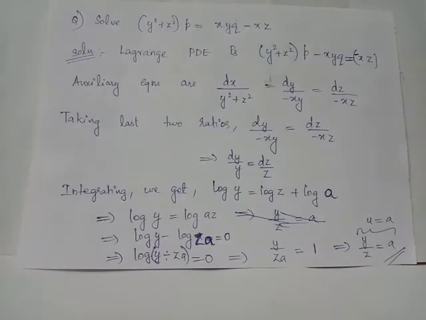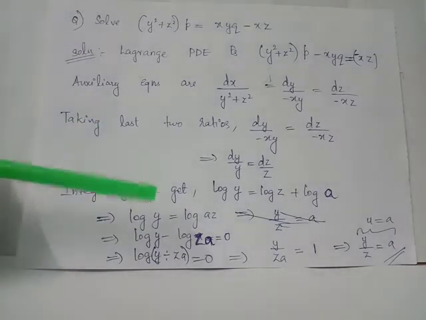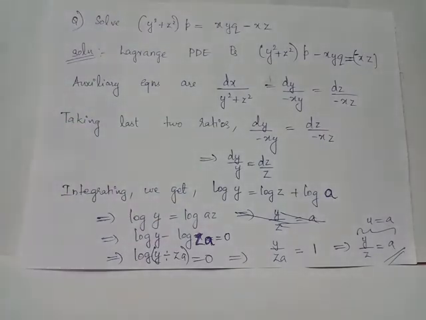So we write the auxiliary equation or the subsidiary equation for the given partial differential equation: dx by P equals dy by Q equals dz by R. When we compare the last two ratios, we can cancel minus x, which is common to both the denominators of dy and dz. After cancellation, we are left with dy by y equals dz by z. When we integrate both sides, we obtain log y equals log z plus log a, where log a is the constant of integration. This can be written as log y equals log az because we have log a plus log b equals log ab.